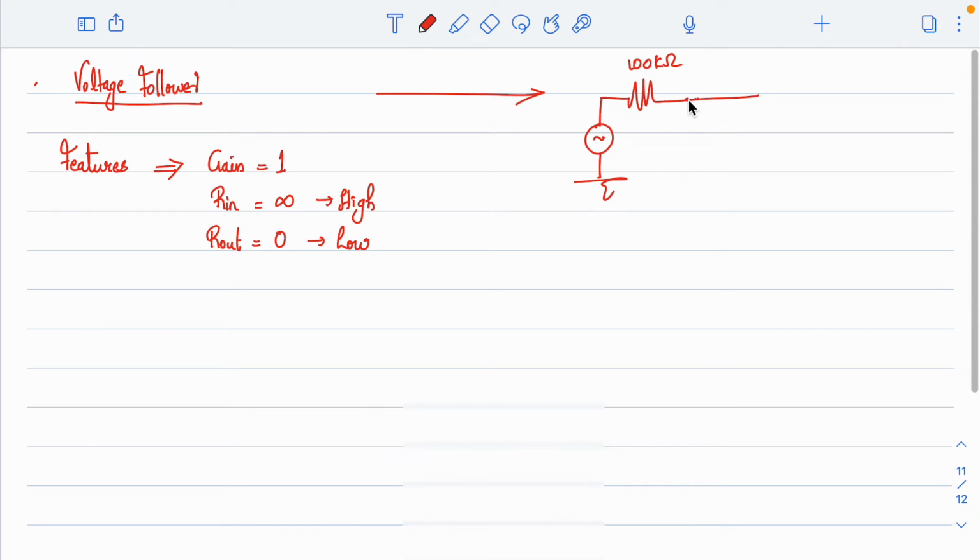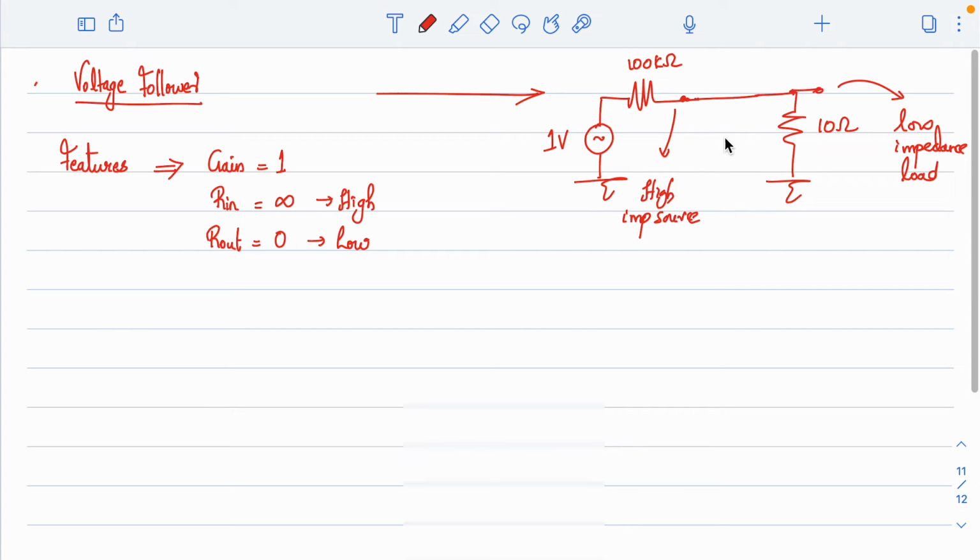Now this is the source, this is the node, and now I am connecting this with a low impedance node. Say the low impedance node here is equal to some 10 ohms, very low. What will happen if I have 1 volt here, and I connect this source of 100 kilo ohm, a high impedance source, with a low impedance load?